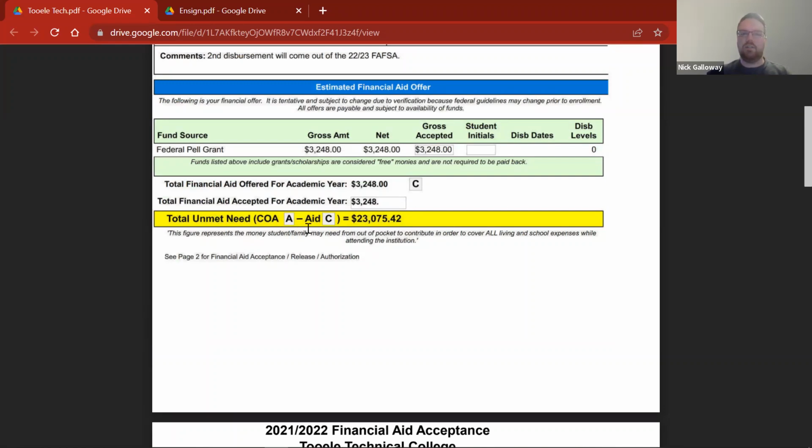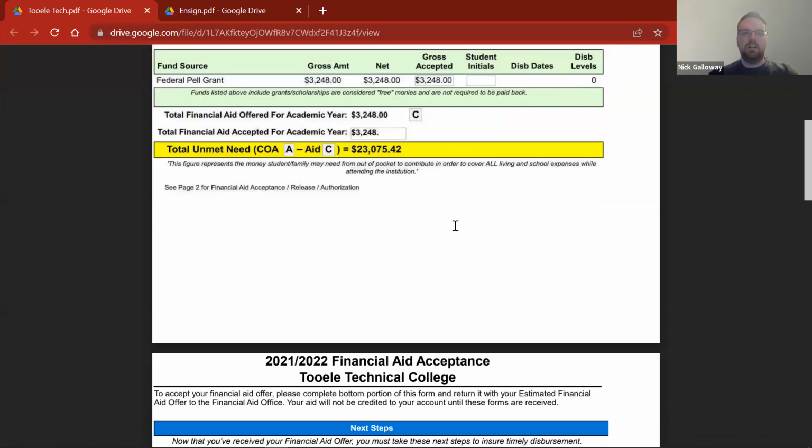This is our cost of attendance minus accepted aid, which brings out the total cost of attendance, which does still include those big expenses like rent.